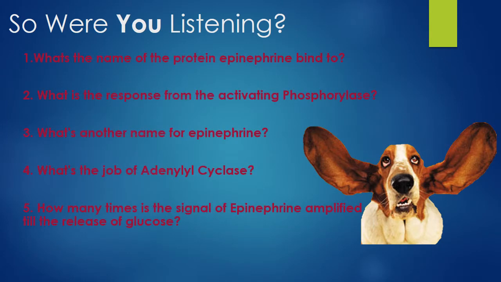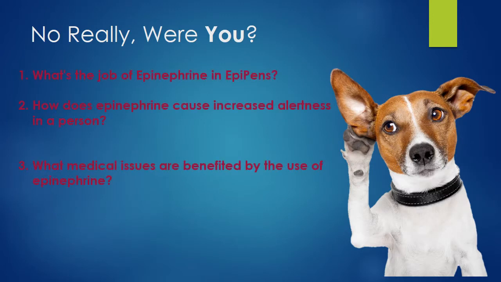Read them over. What's the name of the protein epinephrine binds to? A G protein receptor. What's the response from activating phosphorylase? The breakdown of glycogen into glucose. What's another name for epinephrine? Adrenaline. What's the job of adenylyl cyclase? To create cAMP from ATP. How many times is the signal of epinephrine amplified till the release of glucose? 10 million times. Now take a look at these.